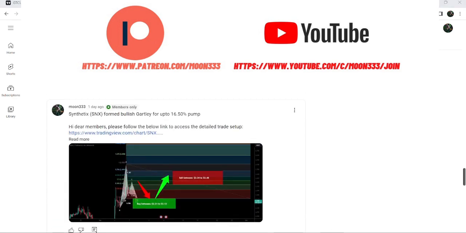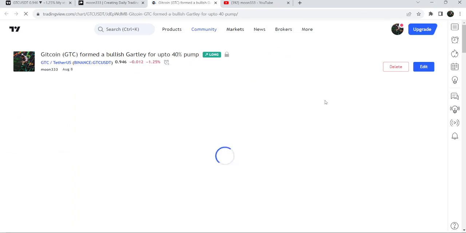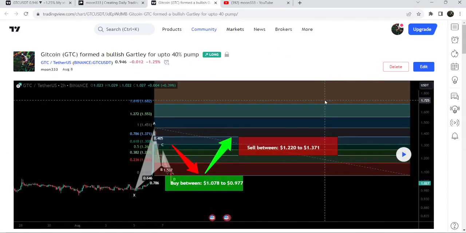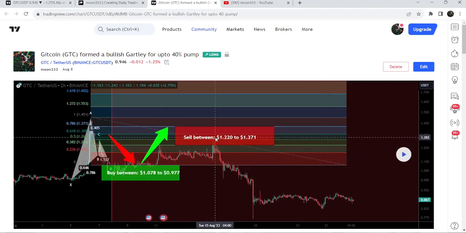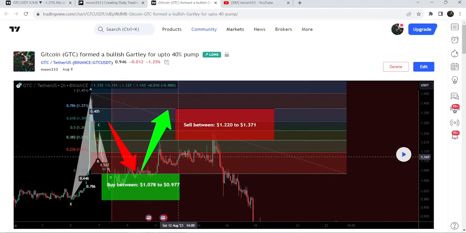First of all, let me begin with my most recent trade signal for GTC that I shared on 8th of August 2023 with my members. That was a harmonic bullish reverse Gartley pattern that GTC formed on a 2-hour time frame chart with the US dollar pair. After completing this pattern, you can see that the price started a very nice reversal from this buying zone and rallied to the sell target zone. This was almost a 23% pump on this 2-hour time frame chart.